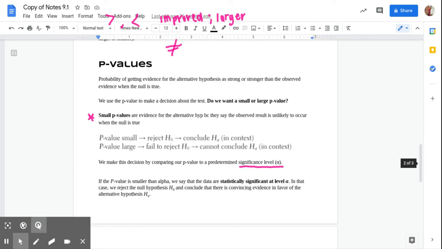The next part just says if the p-value is smaller than alpha, so some alpha levels we'll see are 0.01, 0.05, 0.1, they actually correlate directly with our confidence intervals. But it says if the p-value is smaller than alpha, we say that the data is statistically significant at that given level. In that case, we can reject the null hypothesis and conclude that we do have enough evidence to favor our alternative, which is our goal.